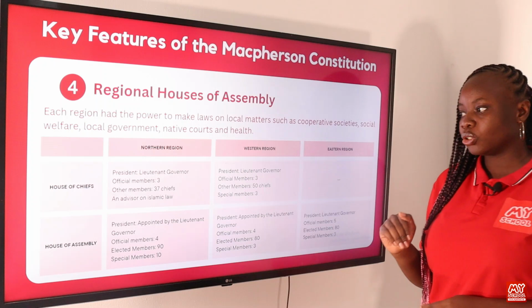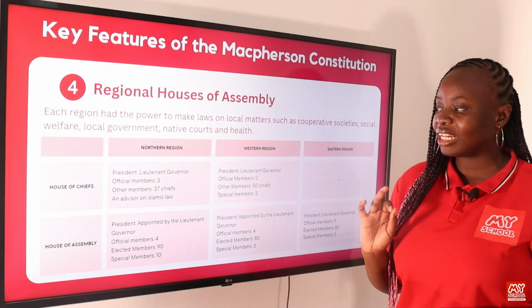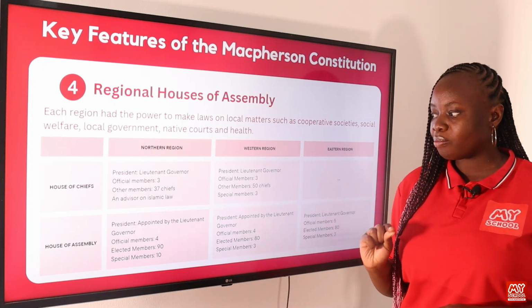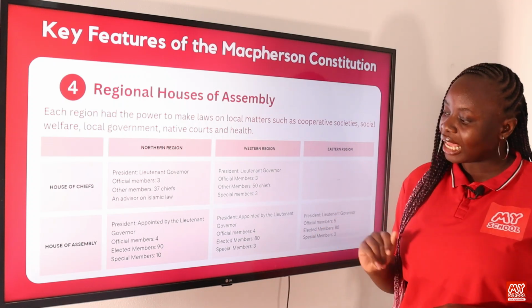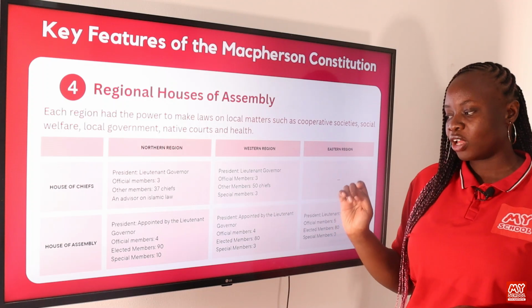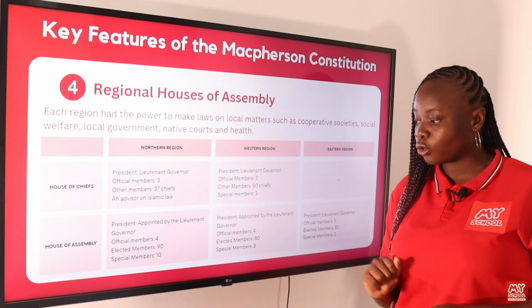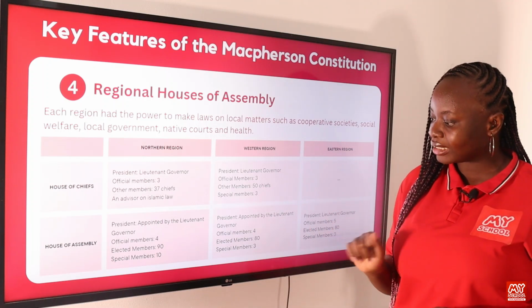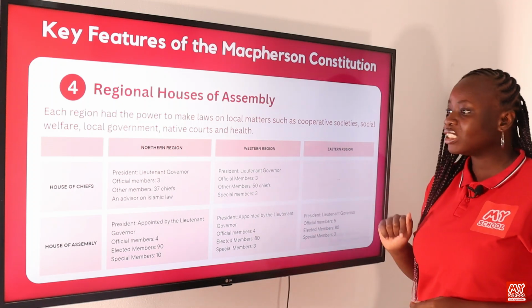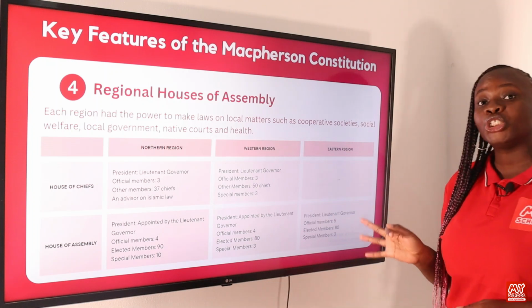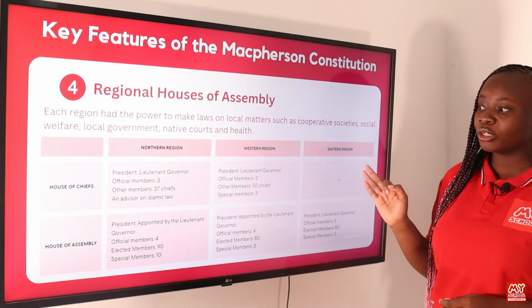Then for the western region, the House of Chiefs composed of the lieutenant governor, 3 official members, 50 chiefs, and 3 special members. Then the House of Assembly consisted of a president who was appointed by the lieutenant governor, 4 official members, 80 elected members, and 3 special members. Then for the eastern region, they had a unicameral legislature. There was no House of Chiefs.